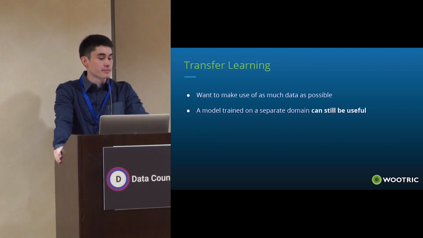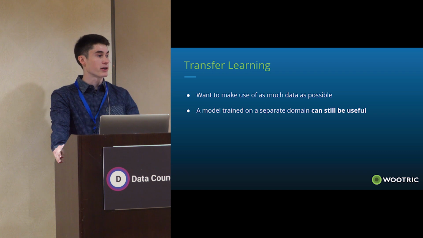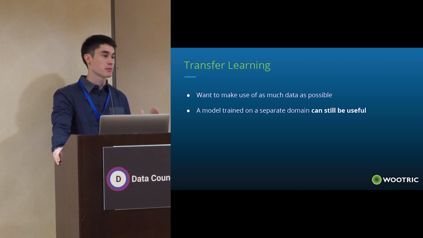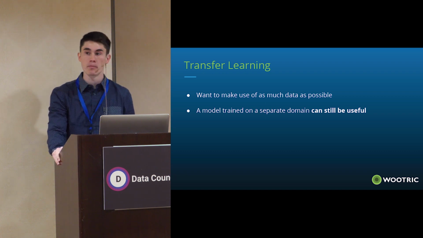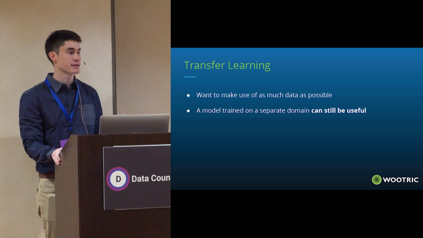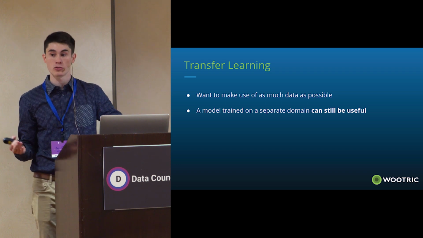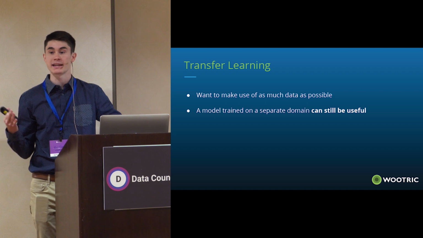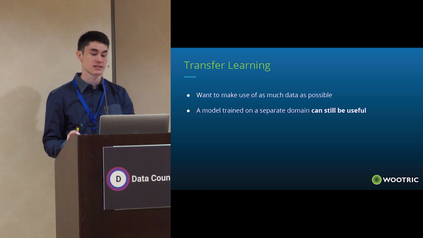Enter transfer learning. The whole point of transfer learning is to make as much use of as much data as possible. Basically, if we have models trained on data that seems uncorrelated to our problem, we still want to be able to take advantage of them to train our specific classifier.